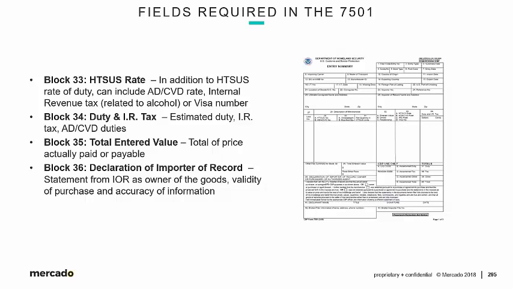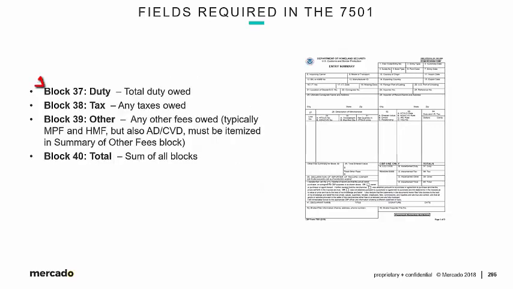Block 36, it's a declaration by the importer of record. It's a statement from the IOR that they are the owner of the goods, that the purchase itself is valid, that it's actually real, and that the information is accurate. Block 37, the total duty amount owed. 38, any taxes owed. 39, other, which we'll look at in some detail in our upcoming example.